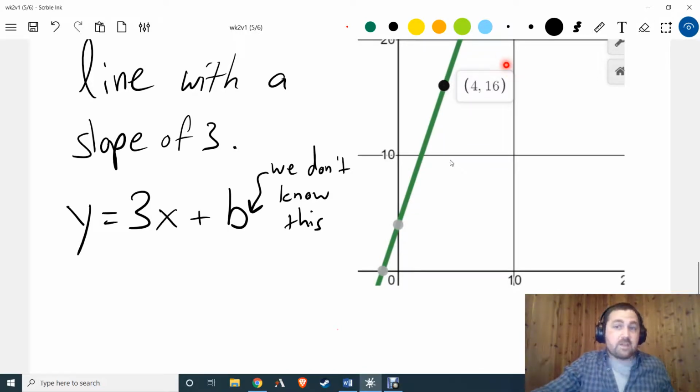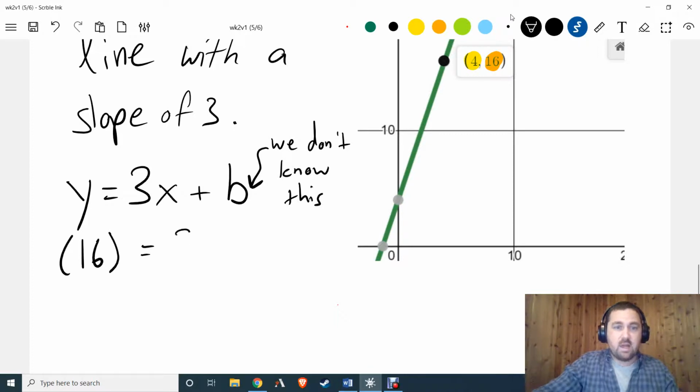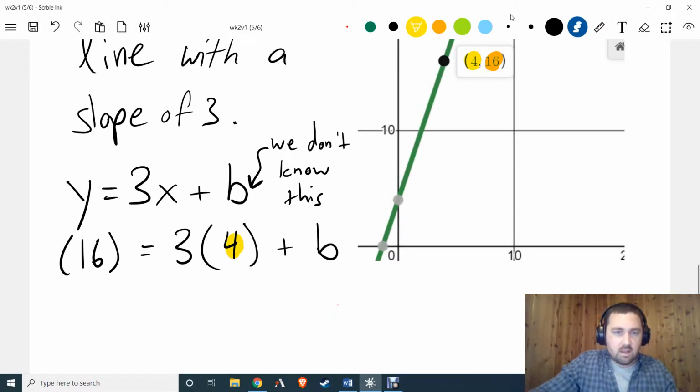Well, we know information from one version of the relation, from this graph representation. So we can take this point right here, right? Actually, let me color it like this. We can take this point and we can substitute that into the equation. Let me show you exactly what I mean. So the y is 16. So we get 16, right? That's our y value, is equal to 3 times our x value was 4, and then it's still plus b, right? That's our x value. This is our y value.